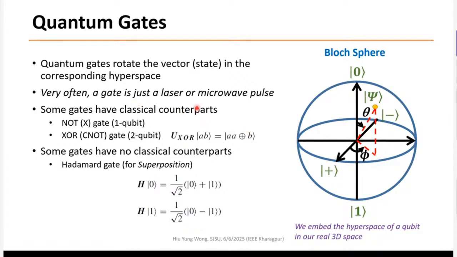So very often, we use a laser or microwave pulse to change the state of a qubit. And that is a quantum gate by itself already. There are some quantum gates like the NOT gate or controlled-NOT gate, which have a classical counterpart. But there are some quantum gates that you don't have classically. For example, the Hadamard gate. Why? For example, I apply the Hadamard gate to the basis state 0. It gives me a superposition state. Think about that. In classical computing, if you have a register, you would expect it to be either 0 or 1. It cannot be 0 plus 1. That would be an error, right? But this is okay in quantum computing.